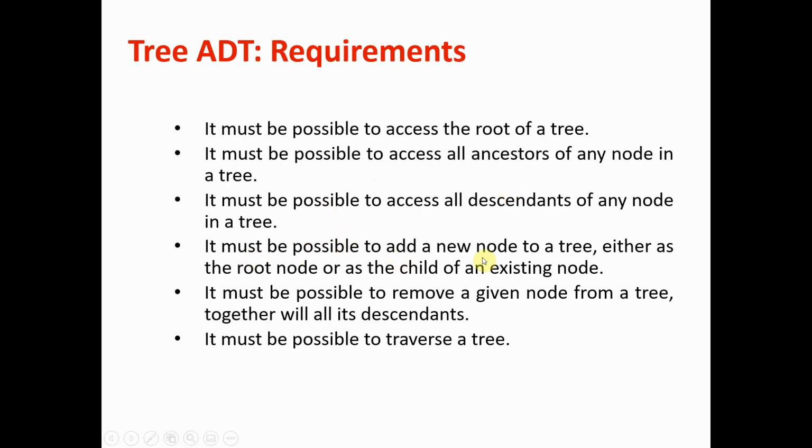It must be possible to add a new node to a tree, like insert a new node into a tree. The node can be the root node, a child, or an internal node, so it should be possible to do that. It must also be possible to remove or delete a given node from a tree, together with all its descendants, or just the node itself.